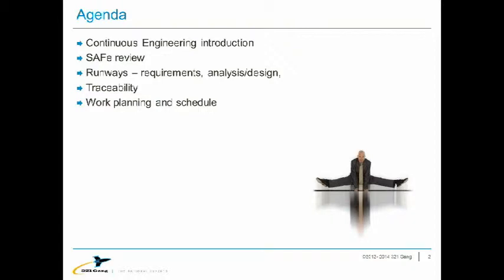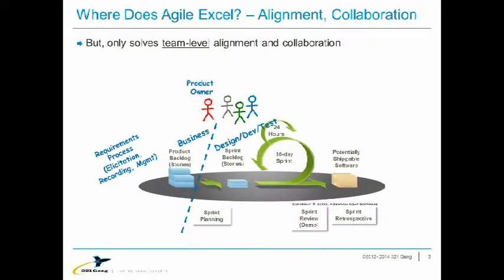We want to talk about, from an engineering perspective, how do we manage things? How do we do requirements, analysis, design, schedule, features, traceability, and work that into a more agile, more continuous, more lean environment. Just as some background, if we look at Agile, what does Agile really excel at?